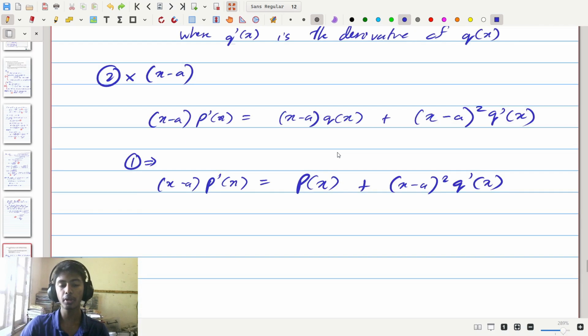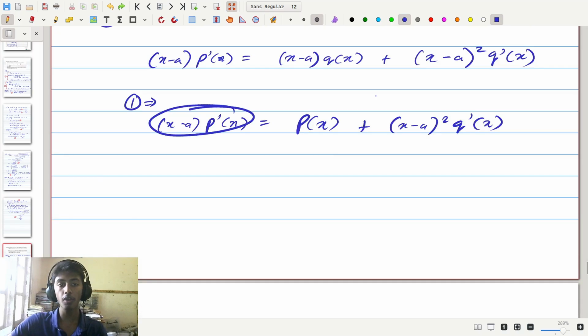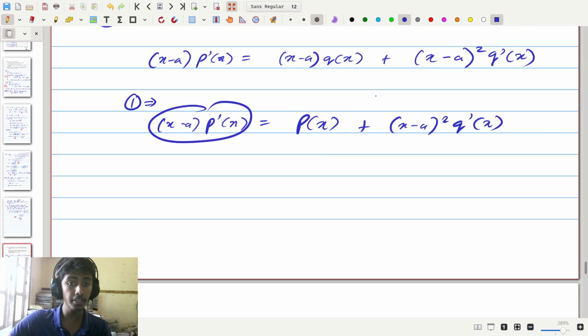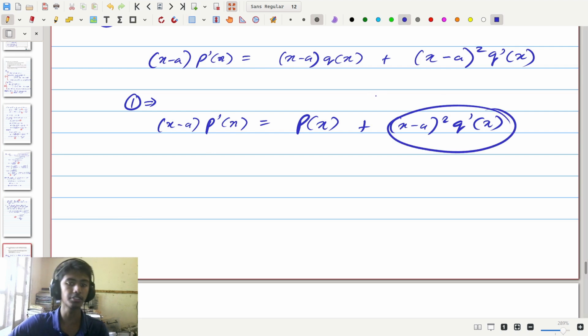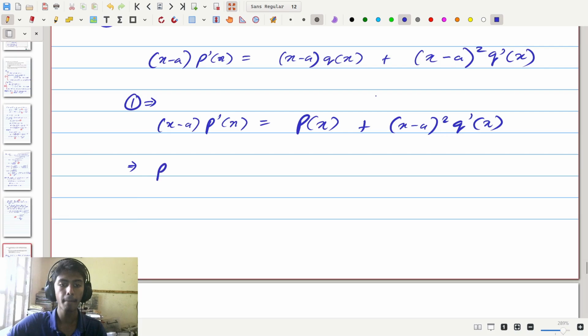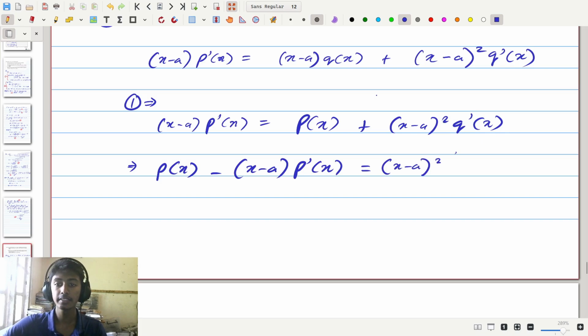So in order to do that, what we're going to have to do here is to subtract all of this stuff from both sides, and as it turns out now, to isolate p of x minus a times p prime of x, we're going to have to also subtract this other part, x minus a squared times q prime of x, from both sides. Doing so, we get p of x minus a times p prime of x to be equal to negative x minus a squared times q prime of x, which I'm going to write as x minus a squared times negative q prime of x.